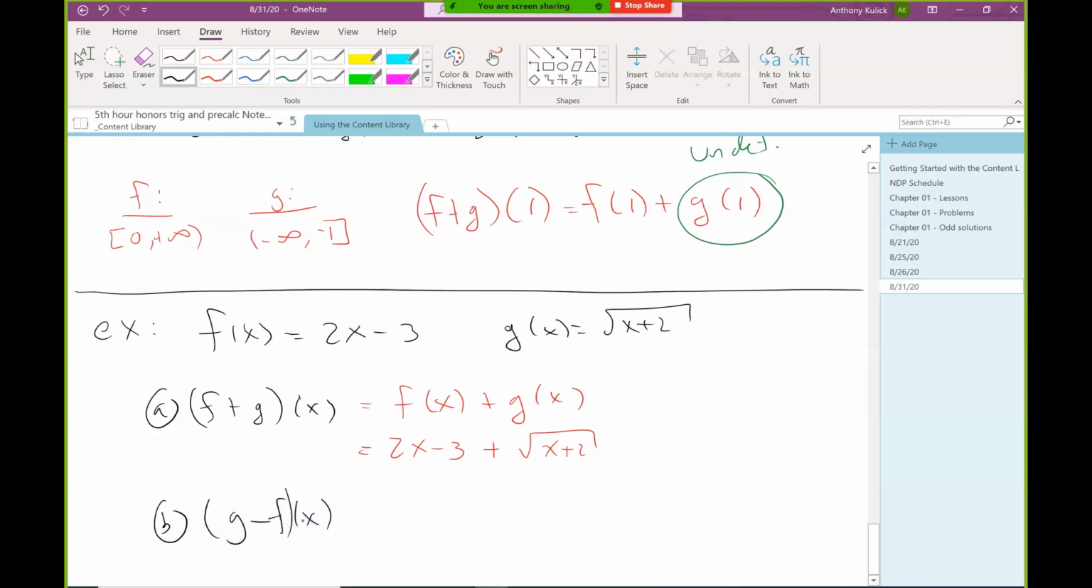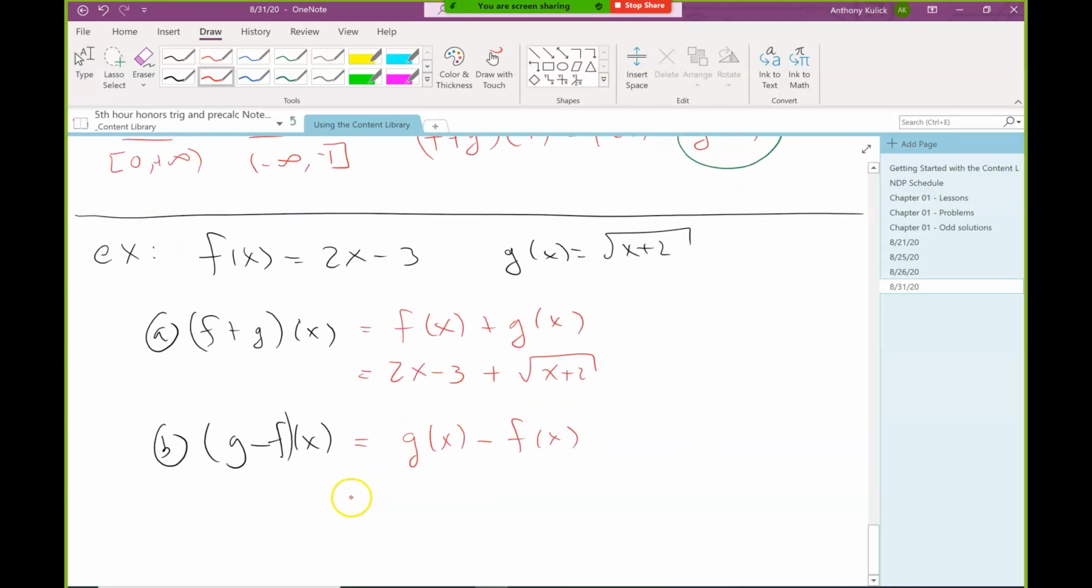What if we wanted to do g minus f of x? Well, according to the rule above, that's just going to be the same thing as g of x minus f of x. So I would just write the square root of x plus 2 minus 2x minus 3, right? Everybody agree with what I wrote down? You shouldn't, because that's not correct. What was that?